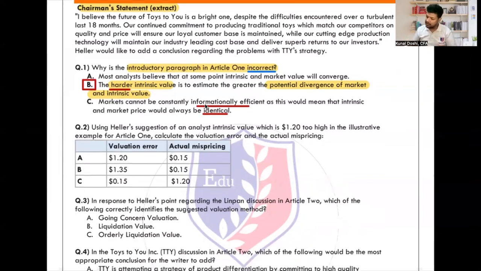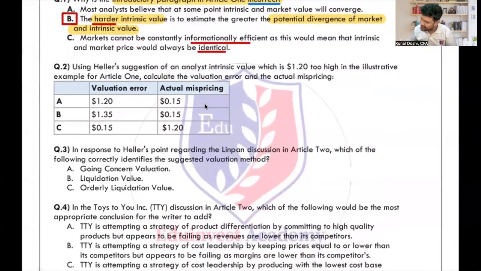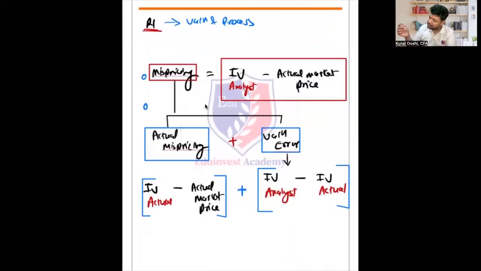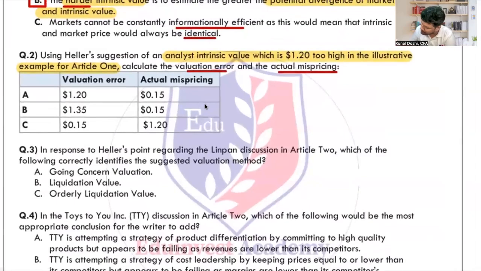Let's look at the second question. Using suggestion as of an analyst's intrinsic value, which is 1.2 higher than, what is it in the example for article 1, calculate the valuation error and actual mispricing. Remember the formulas which we did. Actual mispricing is the difference between the intrinsic value that should be there actually and the actual market price, isn't it?